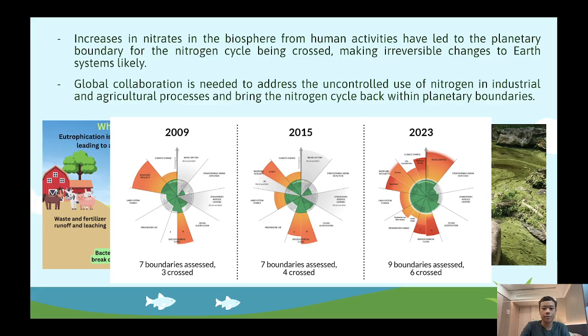Global collaboration is needed to address this uncontrolled use of nitrogen in industrial and agricultural processes. It's essential to bring the nitrogen cycle back within the planetary boundary models. And as you can see, from 2009 to 2023, it's not getting better. We've just been crossing more boundaries.